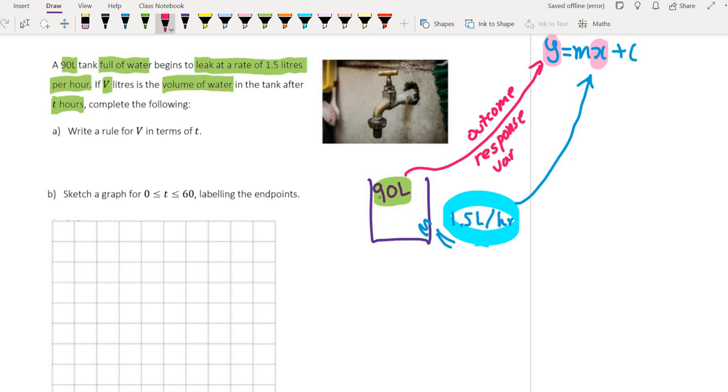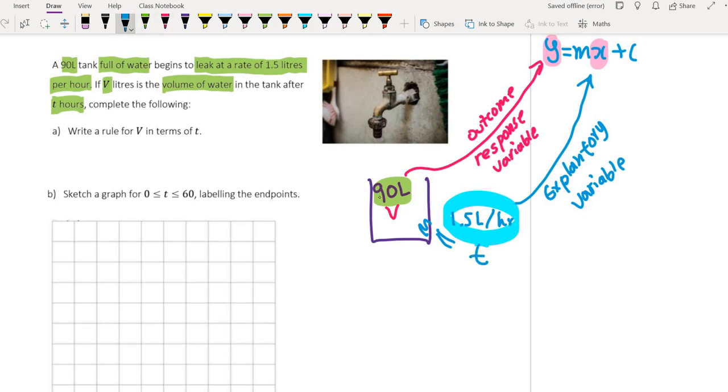So y is the response variable, whereas x is the explanatory variable. So x always explains the y. In this case, how many hours will determine how much water is leaking, not the other way around. So x has to be our time. And in this case, we use V for water and T for time.